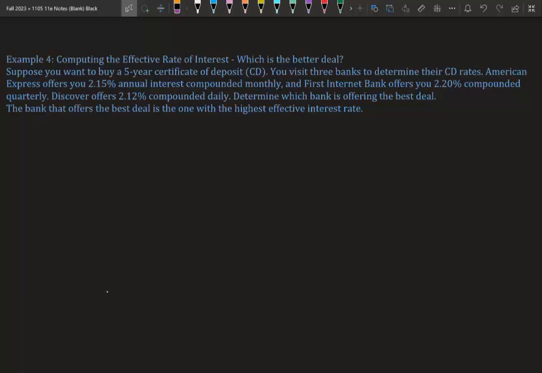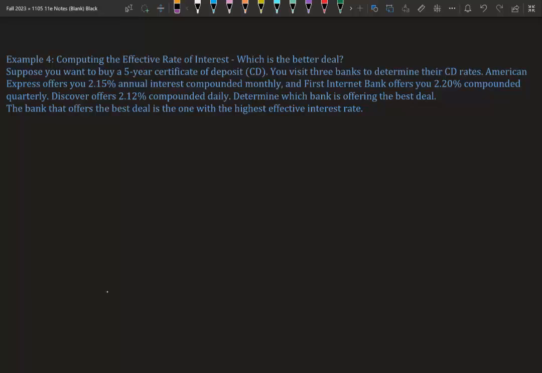So suppose you want to buy a 5-year certificate of deposit, that's called a CD. You visit 3 banks to determine their CD rates. American Express offers 2.15% annual interest compounded monthly. First Internet Bank offers 2.20% compounded quarterly. Discover offers 2.12% compounded daily. Determine which bank is offering the best deal. The bank that offers the best deal is the one with the highest effective interest rate.